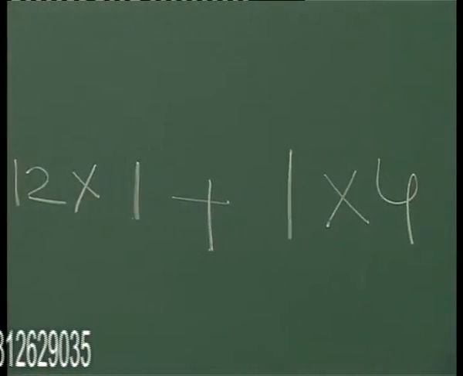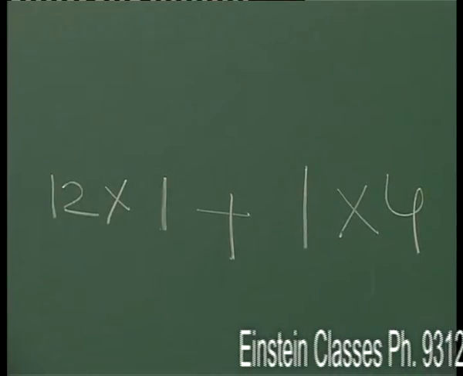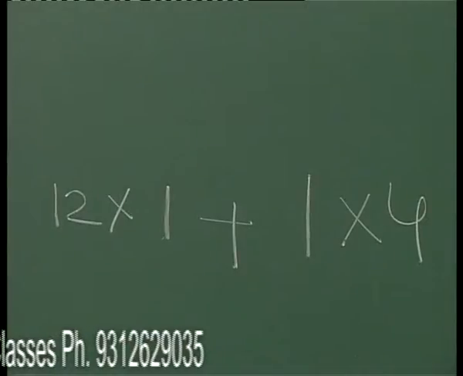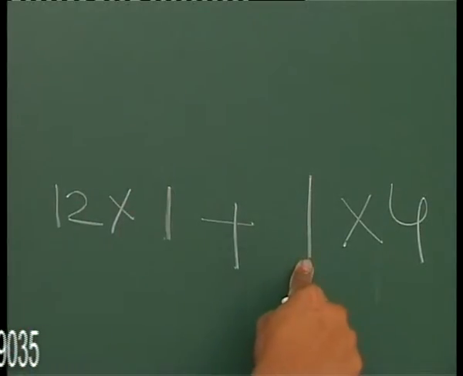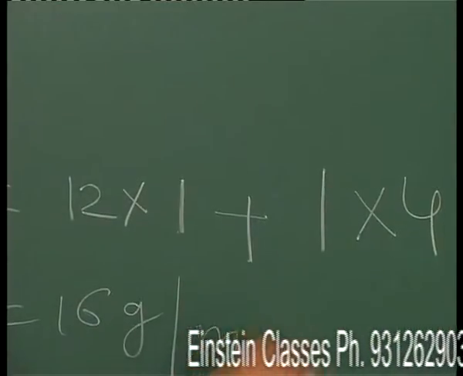In 1 mole of methane, there is 1 mole of carbon and 4 moles of H. So the molar mass of methane would be 12 into 1 plus the mass of H, 1 into 4. So this will come out to be 16 gram per mole.